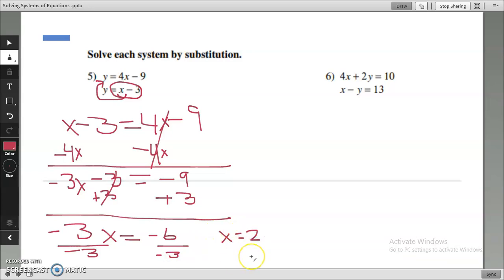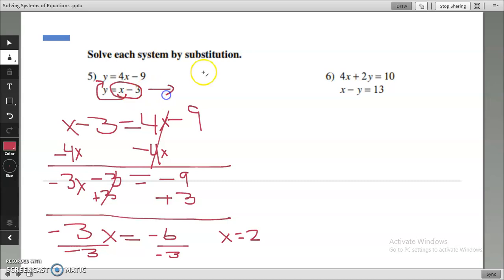Now, this is unfinished, correct? Why is it unfinished? It's unfinished because I'm looking for a point. A coordinate point has two values. It has an x value and it has a y value. So I need to take this value of x and plug it back into one of these equations. Does it matter which one I choose? Absolutely not. I will get the exact same answer no matter which one I choose.